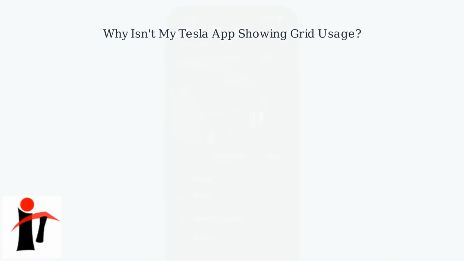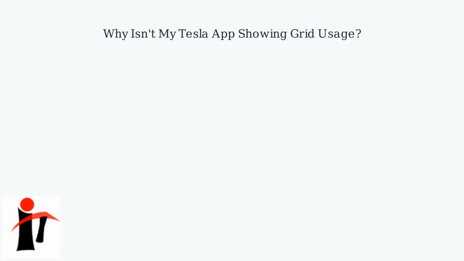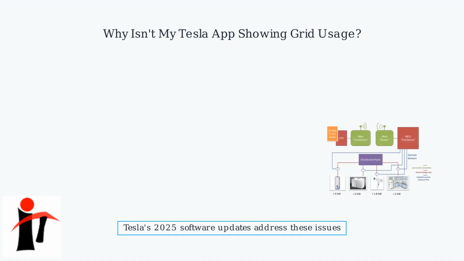Having trouble seeing your grid usage in the Tesla app? You're not alone. This commonly stems from issues with your current transformers, utility meter configuration, or even occasional software glitches. We'll guide you through the fixes. As of late 2025, Tesla has been actively updating its energy software to address these issues.